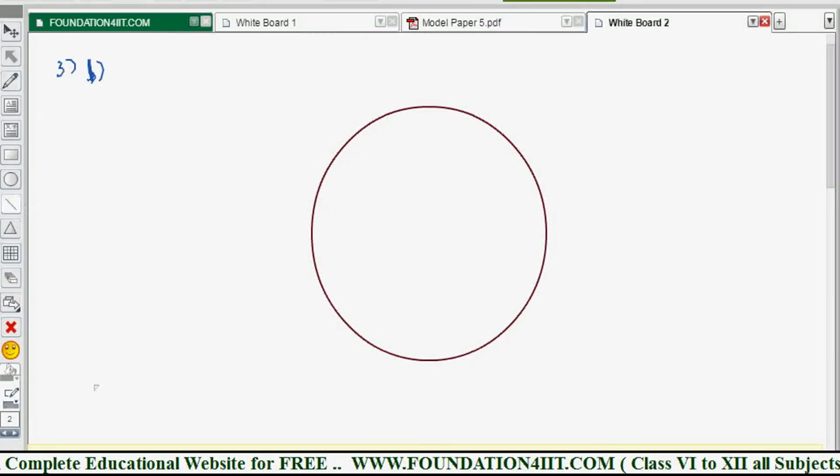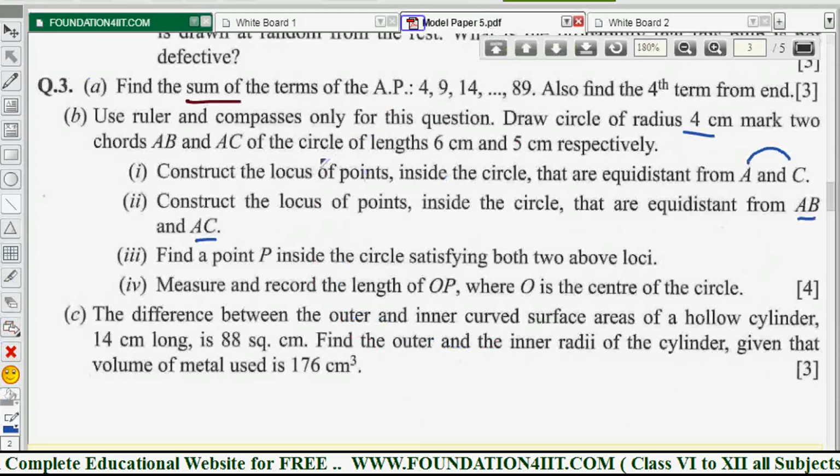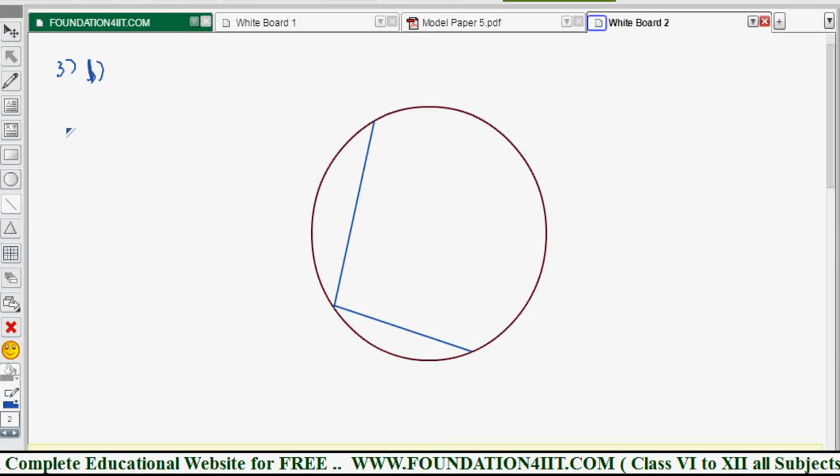Then let us take the line segments. Just draw the arcs from A. AB is 6, AC is 5. So this is 6 centimeters and this is 5 centimeters. From A, you should draw an arc on the circle with 5 centimeters. From A, you should draw one more arc on the circle with 6 centimeters. Then you will get AB and AC.